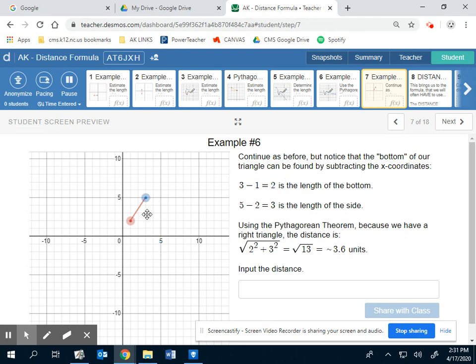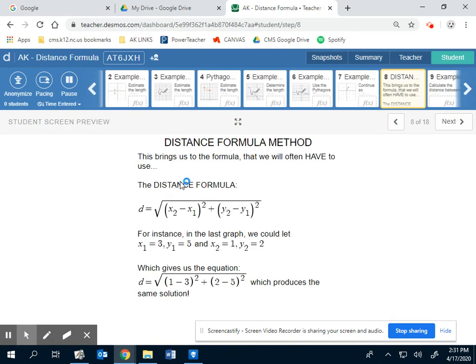And the height of my triangle, the length of the side, is 3, because my y-coordinate was 5, and my other y-coordinate was 2. 5 minus 2 gives me 3. So there's our Pythagorean theorem: 2 squared plus 3 squared, take the square root, square root of 13. So 3.6.